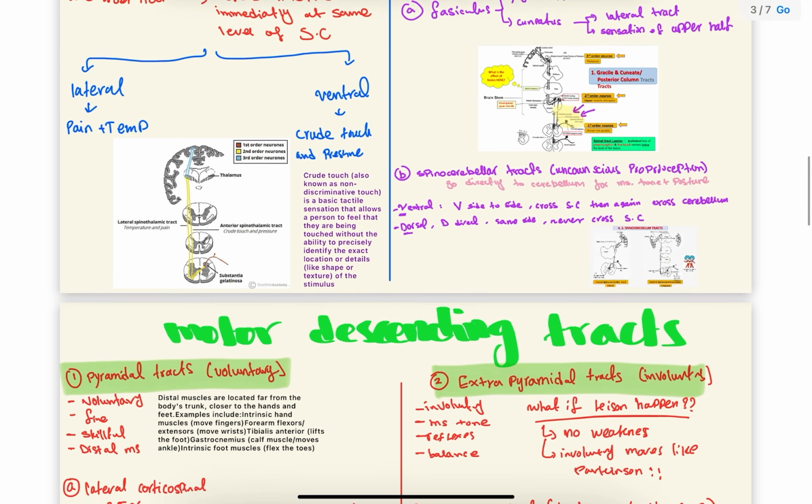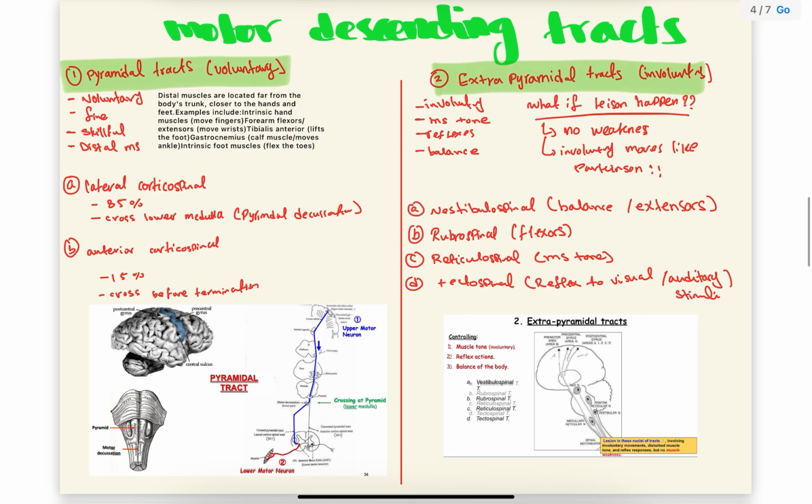Now, let's move on to the motor or the descending tracts. So this is divided into two. We have the pyramidal tracts, which are voluntary, and you have the extrapyramidal, which is involuntary. Let's start one by one. The pyramidal tract is voluntary. It's associated with the fine movement, the skillful movement, and the distal muscles.